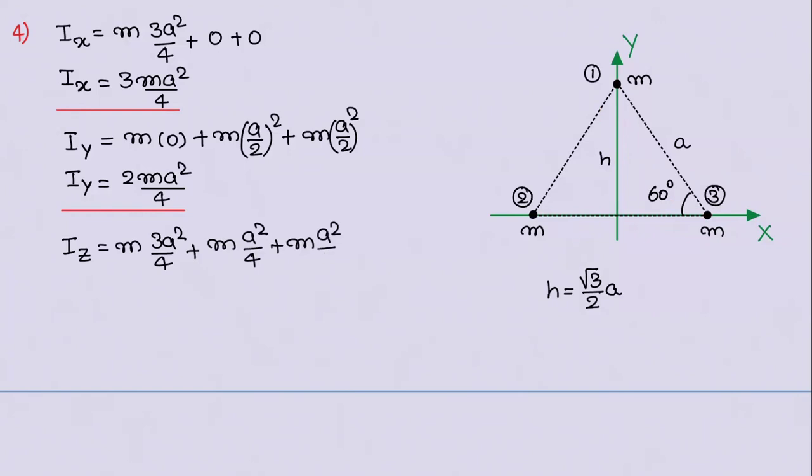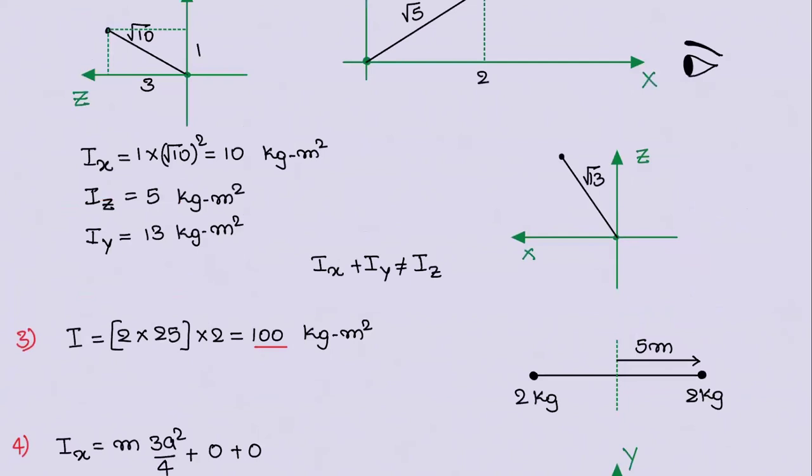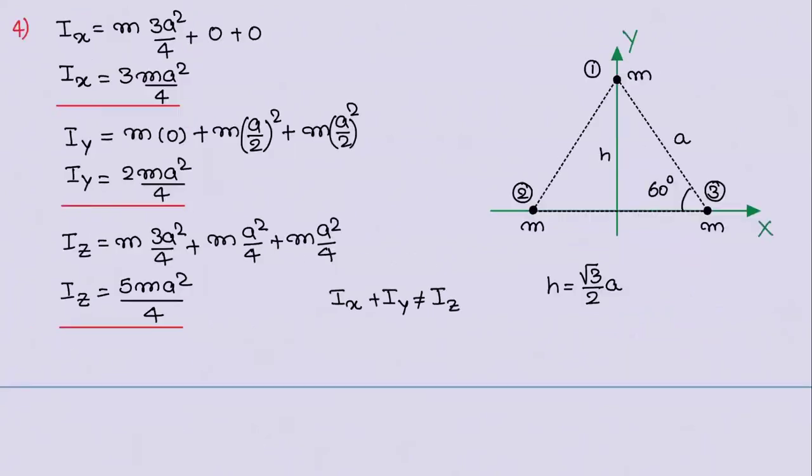A by 2 whole square will be a square by 4, plus m into a square by 4. If you add them, Iz will be equal to, denominator of 4 is there. Simply you can add the numerator 3 plus 1 plus 1, 5m a square by 4. Now, if you observe closely, in the previous case, Ix plus Iy is not equal to Iz. But in this case, Ix plus Iy is equal to Iz.